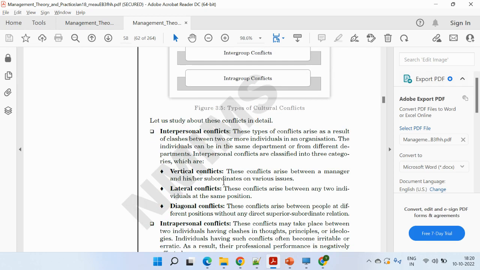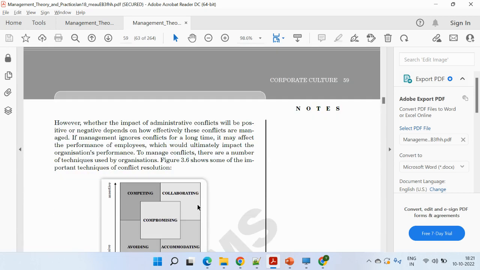In interpersonal we also have vertical, lateral, and diagonal. Vertical is between a manager and his subordinate employees. Lateral is between the same positions, like two managers from two different teams, and diagonal is a manager of some other team with an employee of some other team. So you can explain all these things.